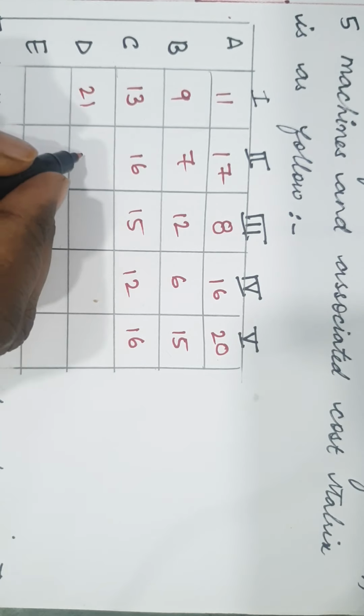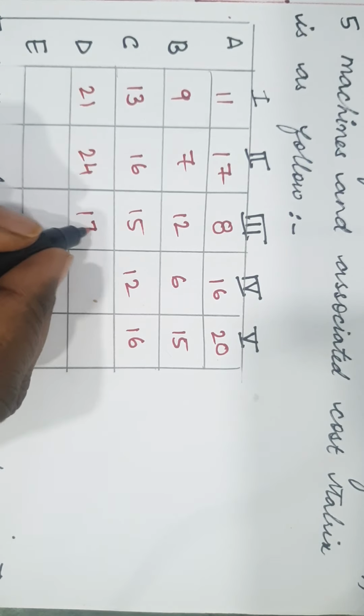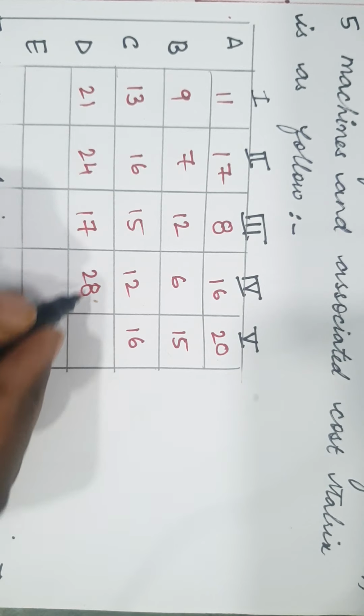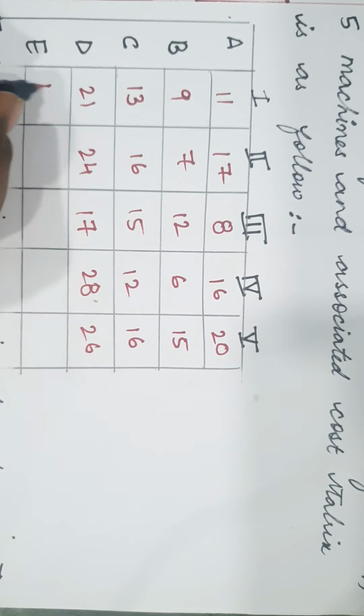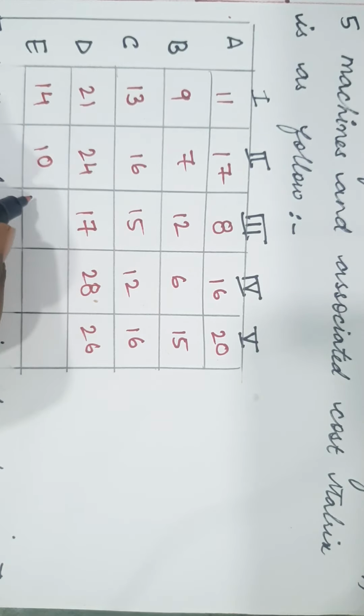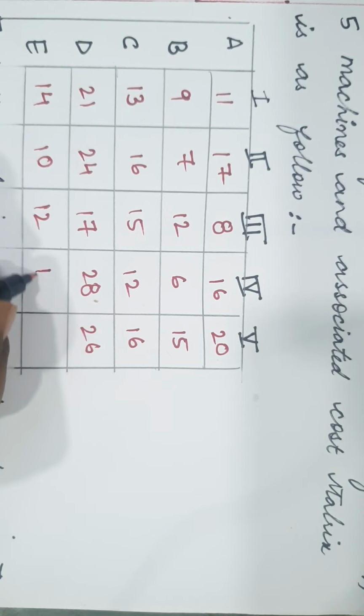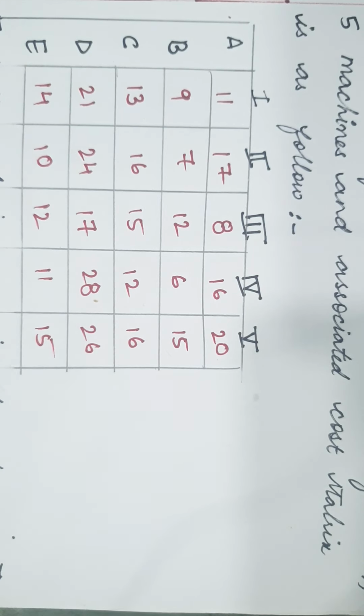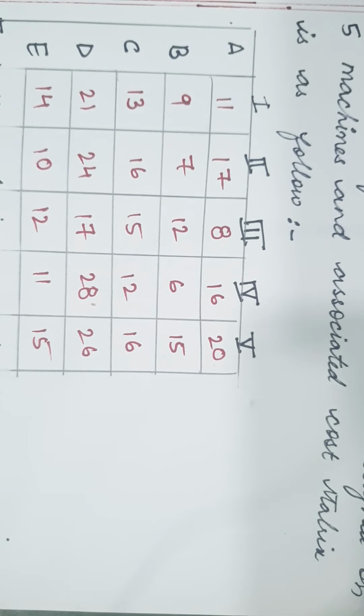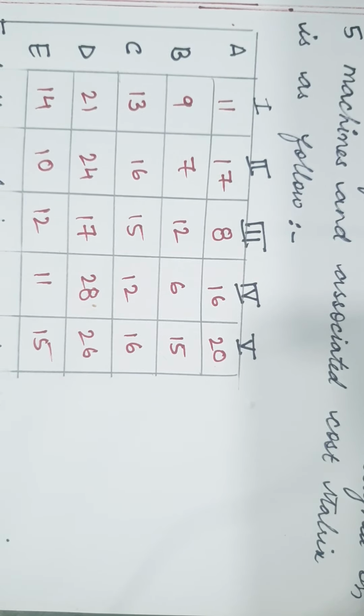Next: 21, 24, 17, 28, 26, then 14, 10, 12, 11, 15. Like this will be given. So the values are 11, 17, 8, 16, 20, 9, 7, 12, 6, 15, 13, 16, 15, 12, 16, 21, 24, 17, 28, 26, 14, 10, 12, 11, 15. So what do you have to do?